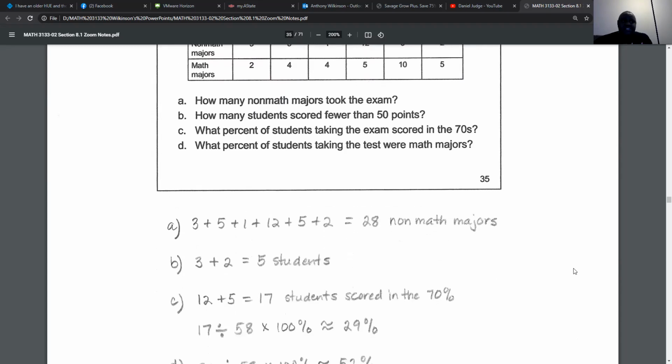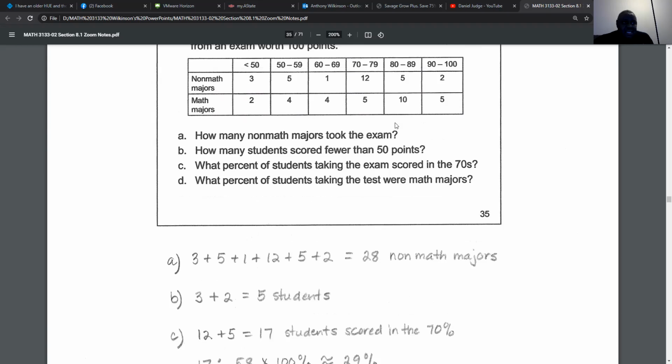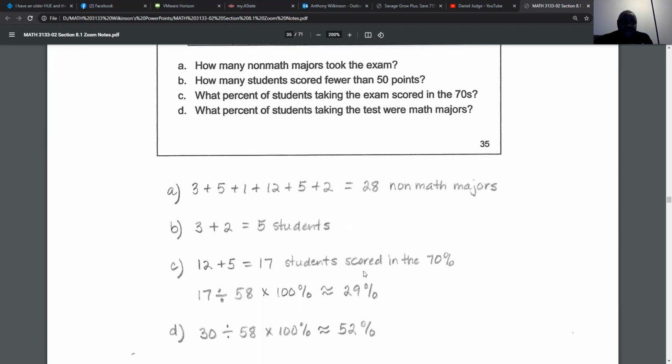Now, part C, what percentage of students taking the exam scored in the 70s? Okay. In the 70s, 70 to 79, that's the 70s right here. And it's going to be the 12 and the 5, the 12 non-math majors and the 5 math majors. So if you add 12 and 5 together, you'll get 17. That means 17 students scored in the 70s. But for the percentage, we have to do this. We have to take that 17, divide that by the 58.